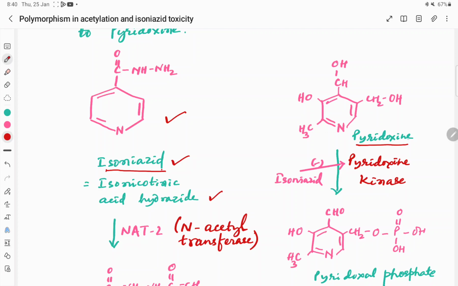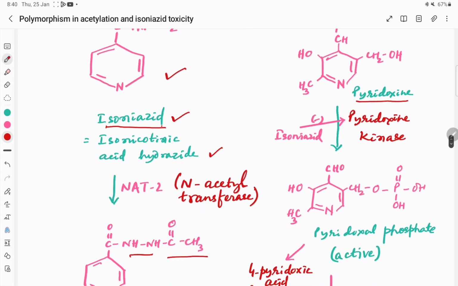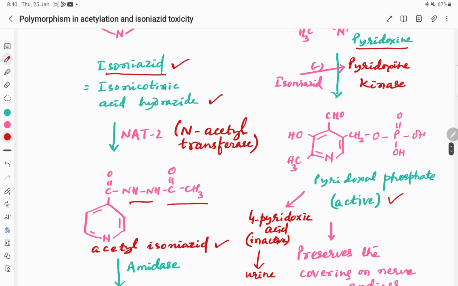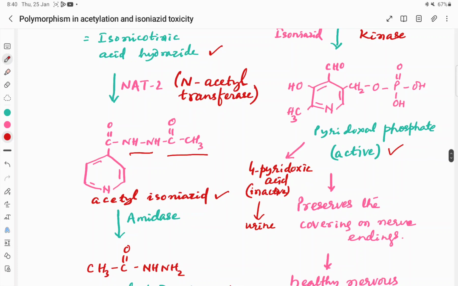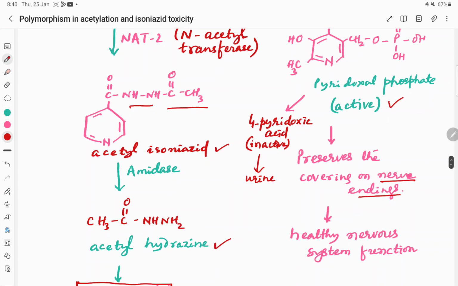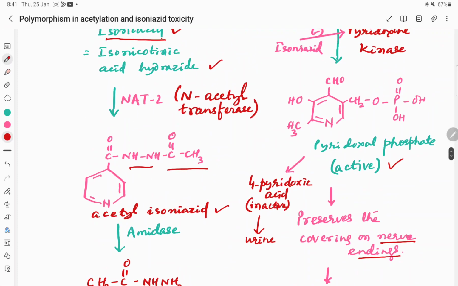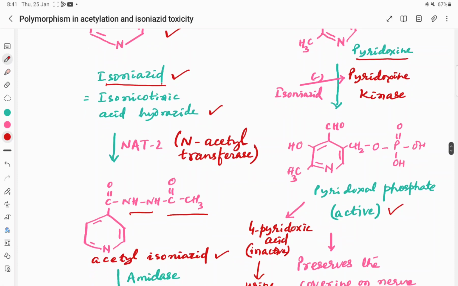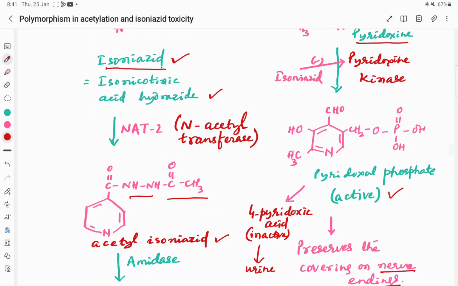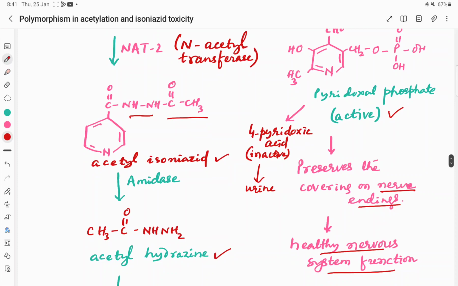Pyridoxine is converted to its active form, pyridoxal phosphate, by the enzyme pyridoxine kinase. And this active form, pyridoxal phosphate, preserves the coverings on nerve endings, so they are protective to the nerve endings. They preserve the covering on the nerve endings, so they ultimately produce healthy nervous system function. And when there is deficiency of pyridoxine, that will cause peripheral neuritis or peripheral neuropathy.